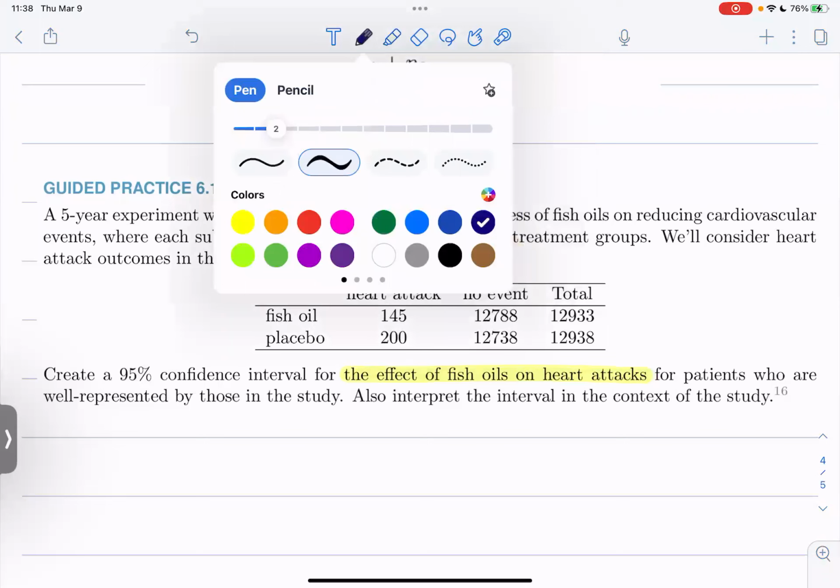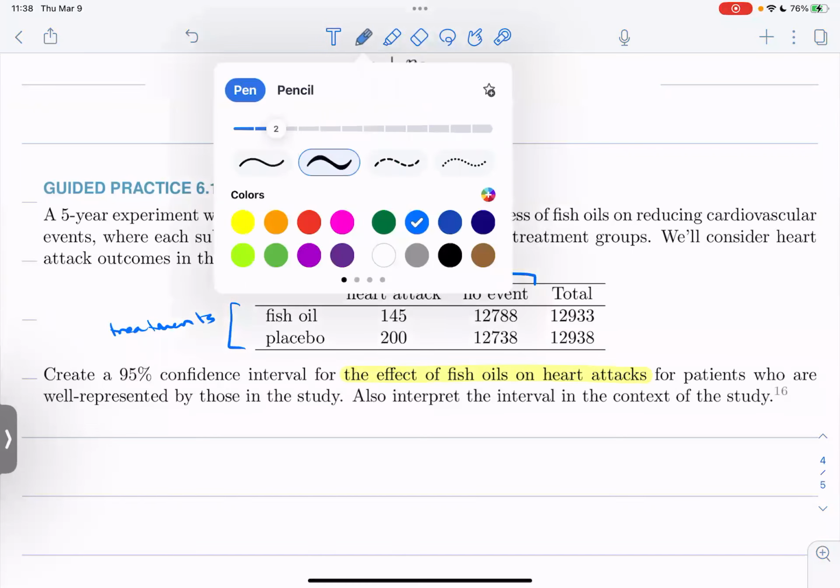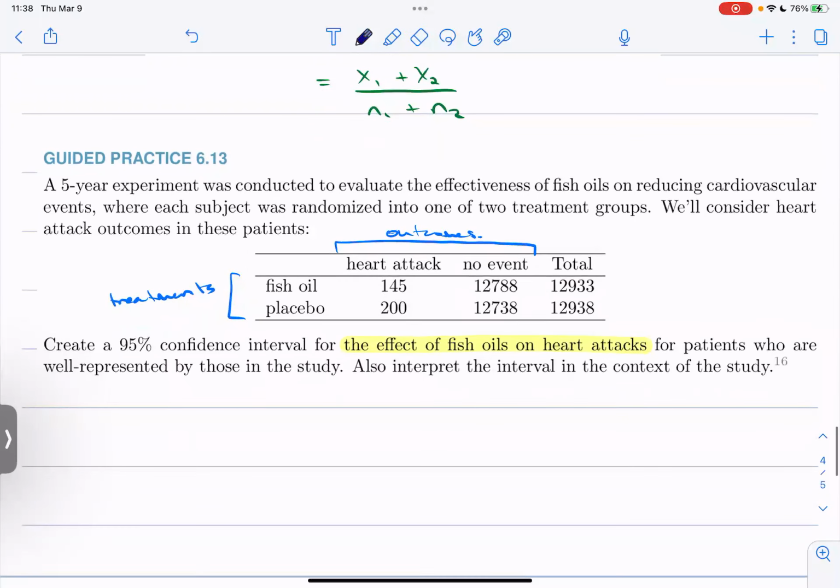So we've got 2 treatments. Let's just break this down. And we have 2 outcomes. So we want to compare the fish oil group to the placebo group in the heart attack category. That's not super easy to extract from this, but you want to compare the treatment groups for the effect of fish oil versus placebo on heart attacks.